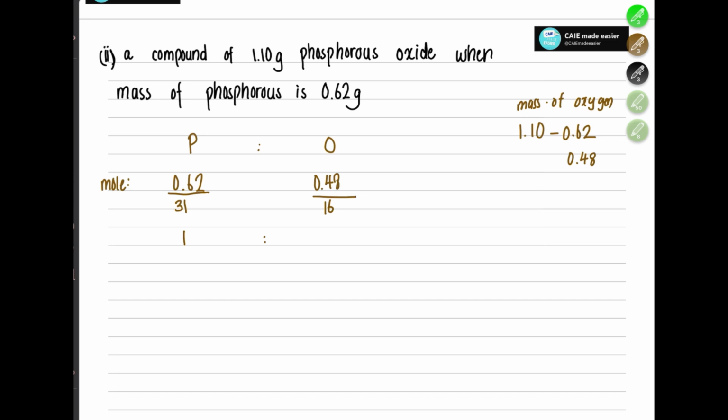The ratio is 1 to 1.5. Now we just have to simplify it. Let's multiply these by 2, and we get 2 to 3. So the empirical formula is going to be P2O3.